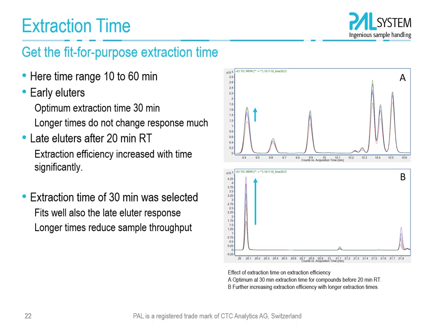So looking at the intensity, an extraction time of 30 minutes was selected for the standard method later. This fits well also to the intensity we get for the late eluters, and longer extraction times would significantly reduce the sample throughput, but give no analytical benefit.